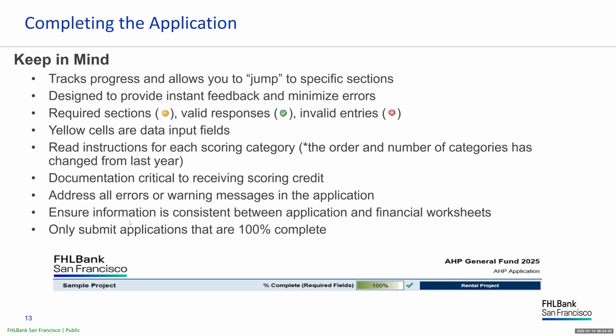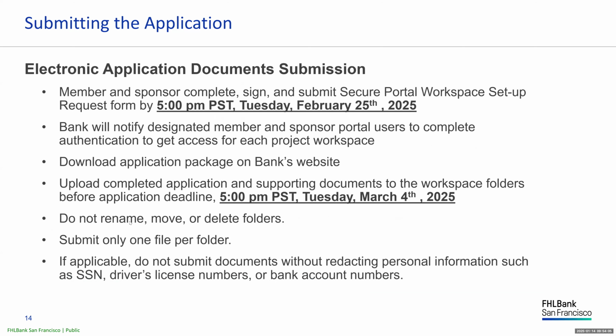Application documents must be submitted electronically through our secure online portal. To get started, the member and sponsor must complete and submit a request for a project-specific workspace folder on the secure portal for each application by 5 p.m. on Tuesday, February 25th, 2025. If you do not have a workspace, you will not be able to apply.